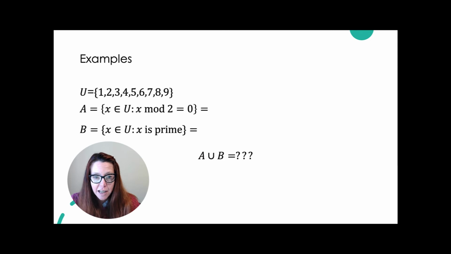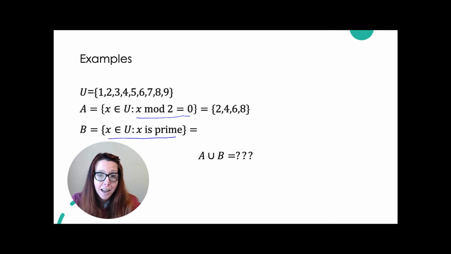So if we look to our example, we're going to start with the same universe. So we're starting with 1 through 9 as our universe of consideration. And then we see that A is set to all the X in U such that X mod 2 equals 0. We've seen that before. So we know that's all the even numbers. And then we see that we have another set. And this time it's all the X in U such that X is prime. So our set B are those prime numbers from within U. So we know that 2 is prime, 3 is prime, 5 is prime, and 7 is prime.